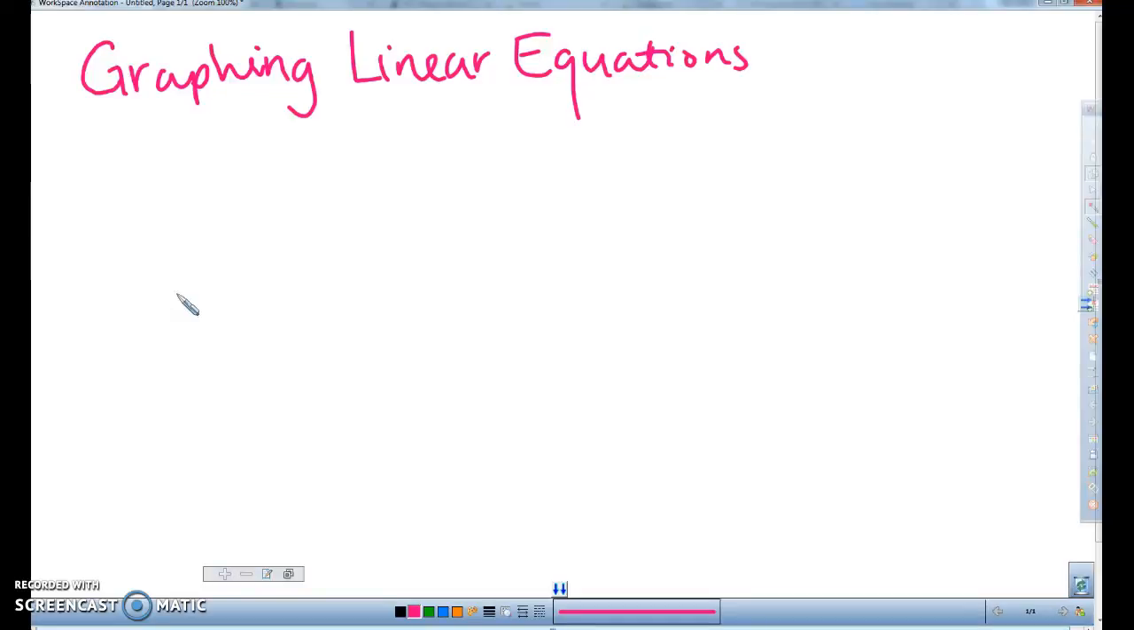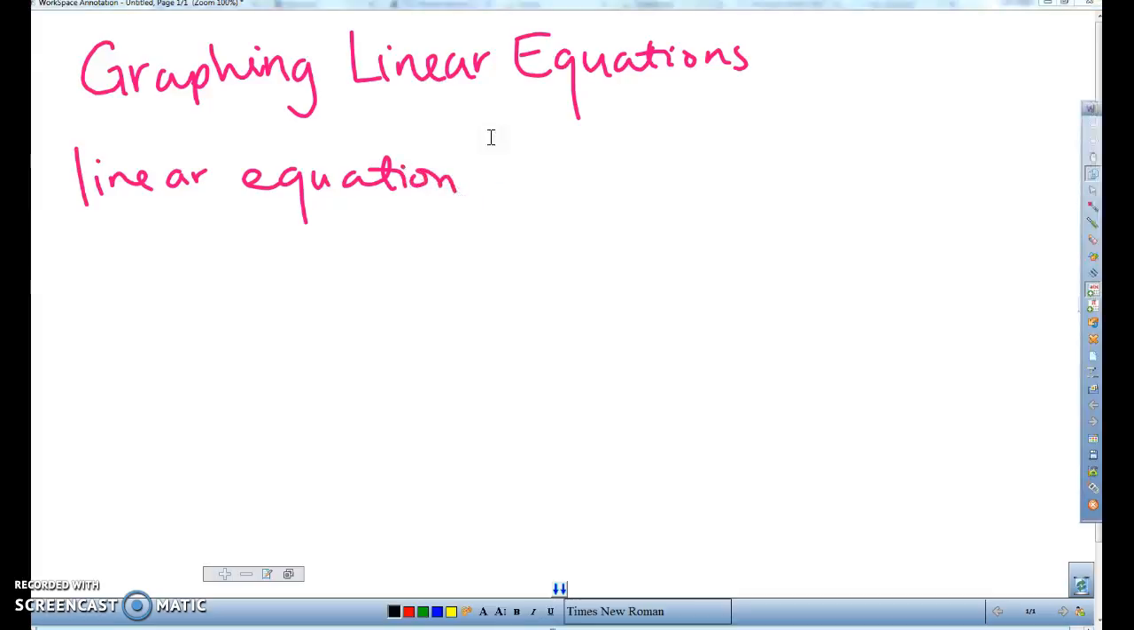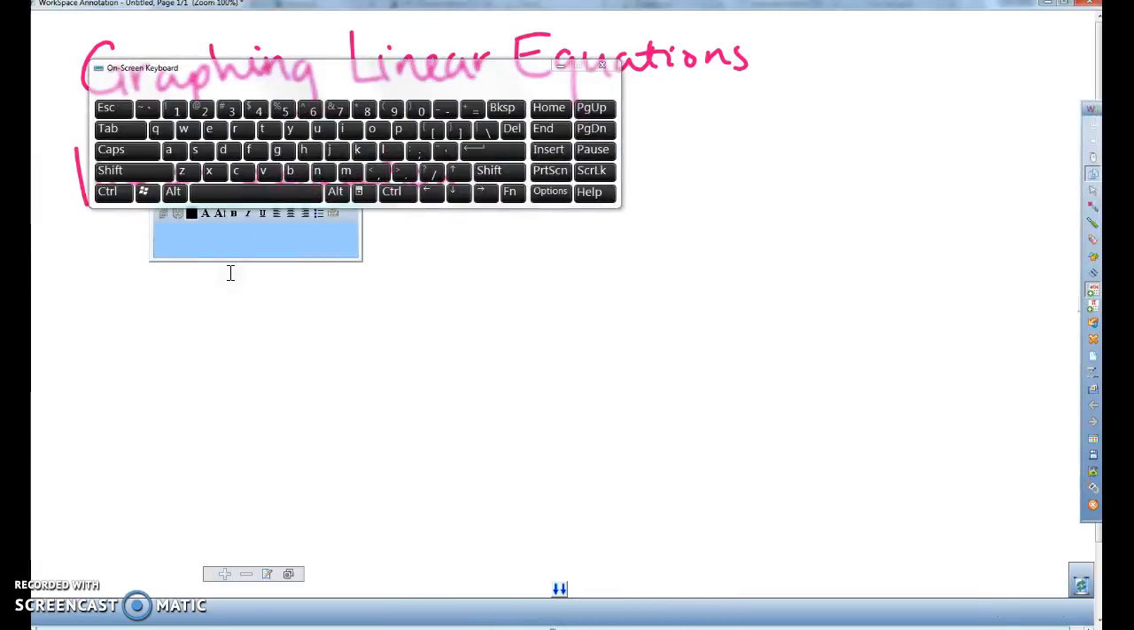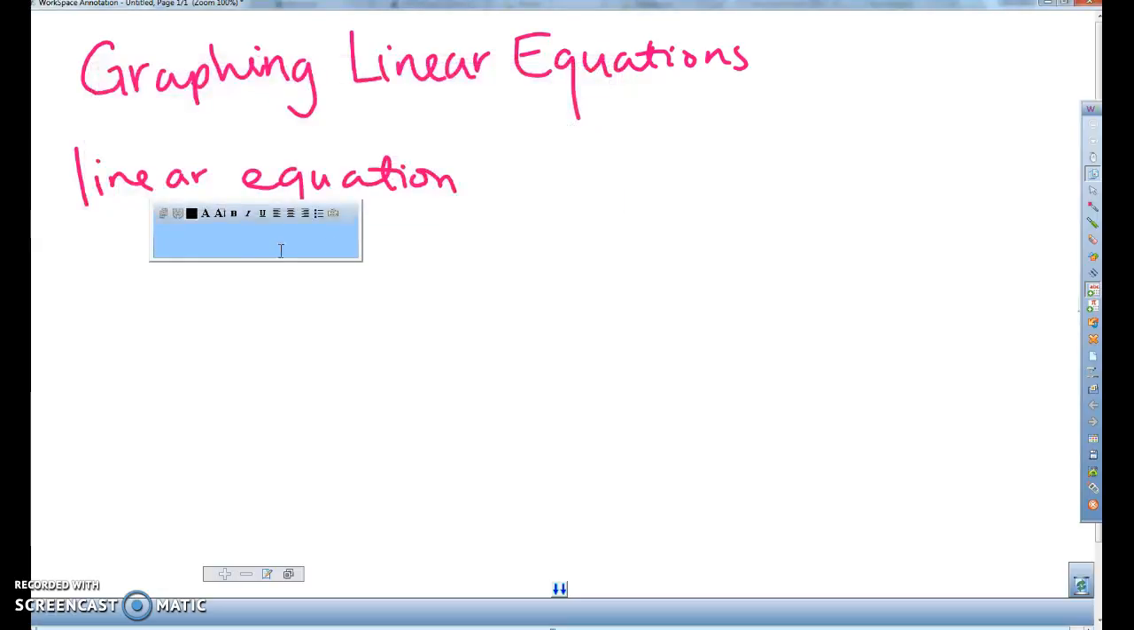Okay, today we're going to be talking about graphing linear equations. And it would be really helpful, I guess, first to talk about what is a linear equation. What does that entail? So let's talk about some of the qualifications for a linear equation.